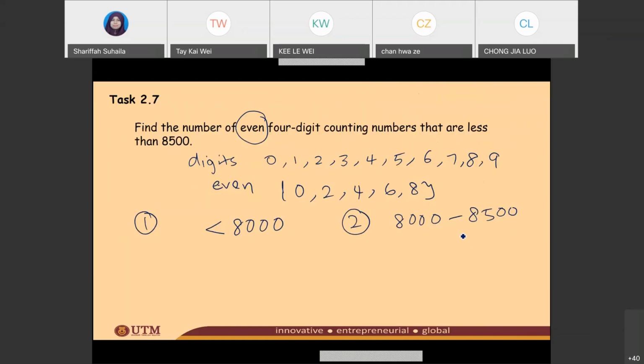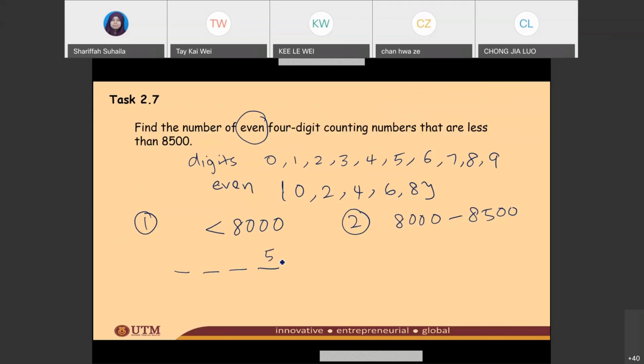Okay, so you want to build up 4 digit. Even 4 digit, so 1, 2, 3, 4. Okay, 4 digit number, so that means you have 1, 2, 3, 4, 5, 5 possible ways to have even number, with either 0, 2, 4, 6, 8.